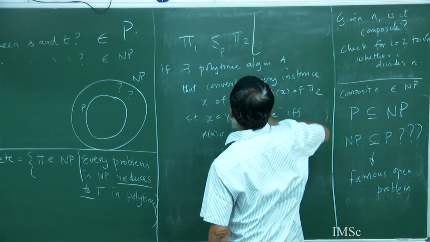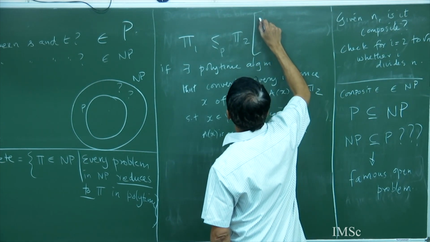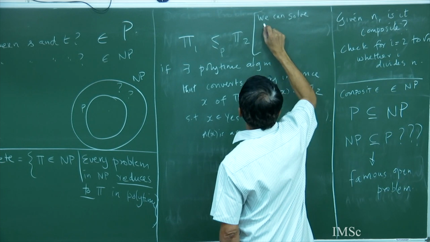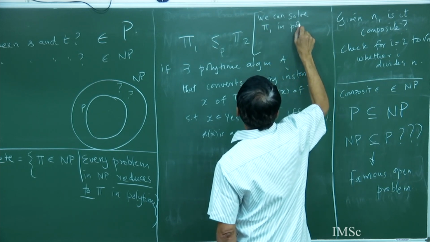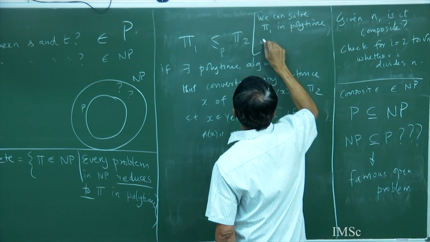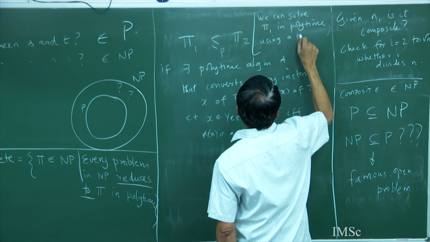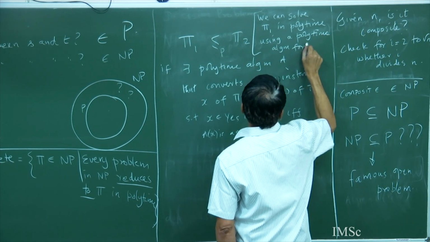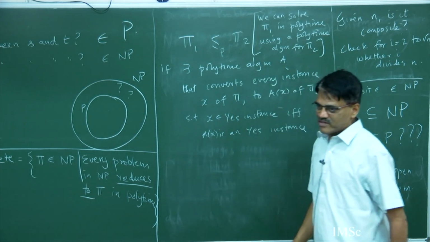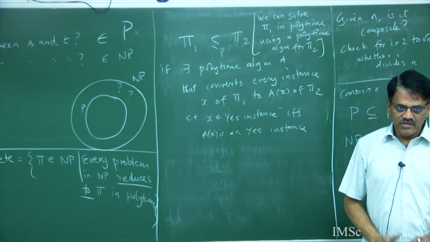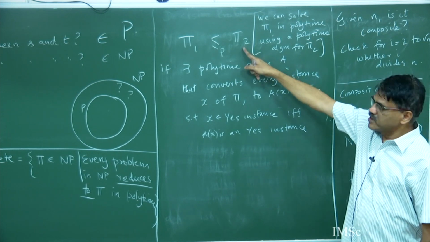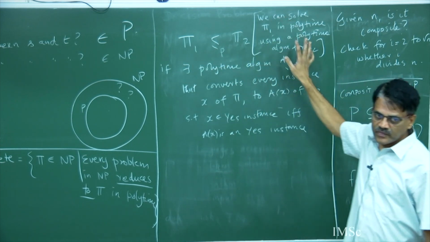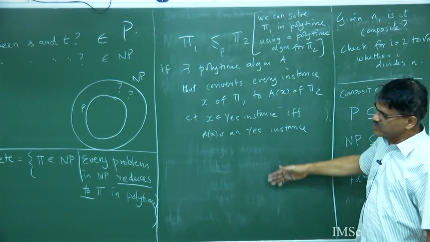Okay, here is a simple interpretation of it. We can solve pi 1 in polytime using a polytime algorithm for pi 2. Really, that is what it is. Pi 1 reduces to pi 2 means that if you have an algorithm for pi 2, I can use that as a subroutine to solve pi 1. That is what this explains.